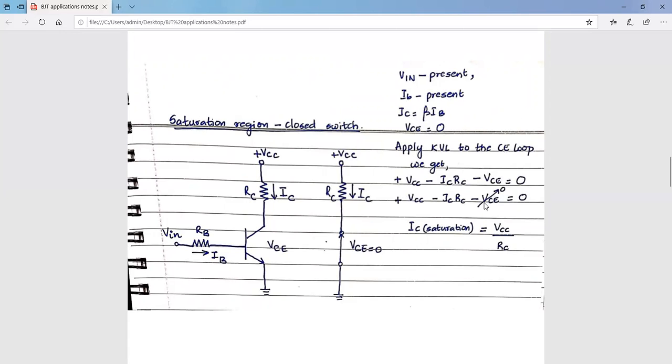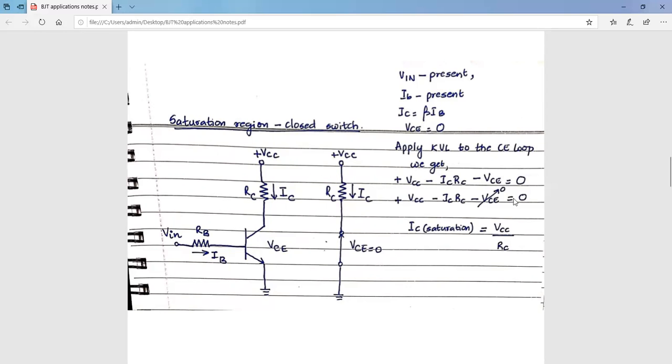Since we know that VCE equals 0, by rearranging the above equation we get IC equal to VCC by RC. This is equivalent to your saturation current, the collector current in the saturation region. Clear? So this is how you can see your transistor operating as both an on switch and an off switch.